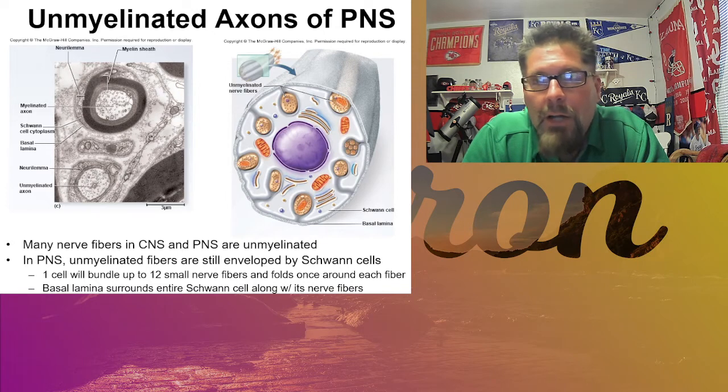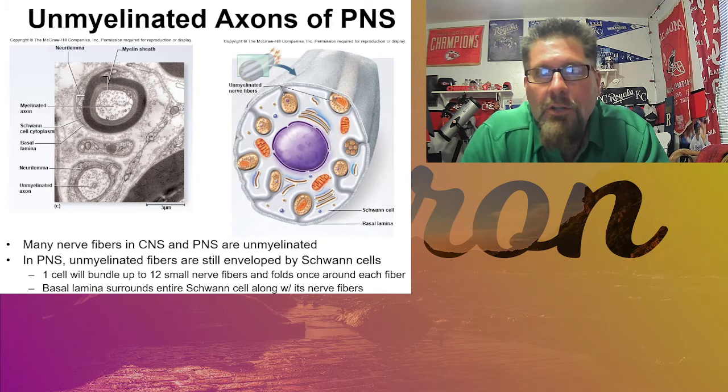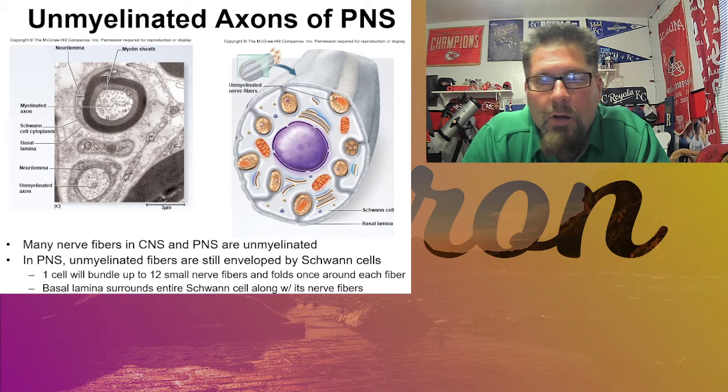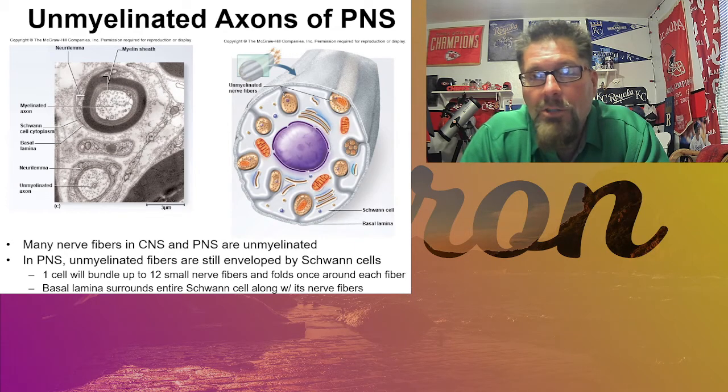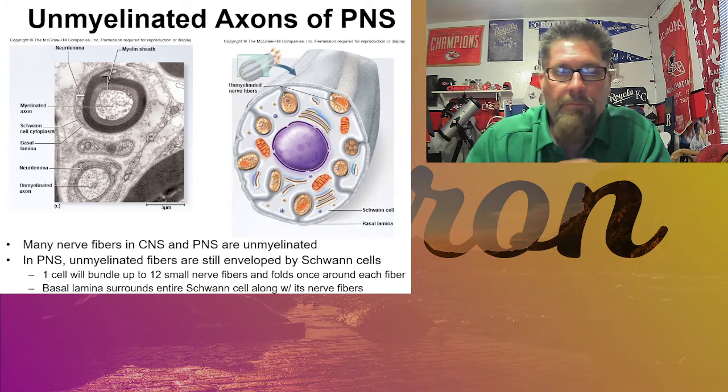They don't have that wrapping, and you can see an example of that in the diagram to the left. You can see the dark bands around the neuron. That's the myelin sheath, and you can see the one below that doesn't have those dark bands. So that's unmyelinated. It means it does not have the myelin sheath.